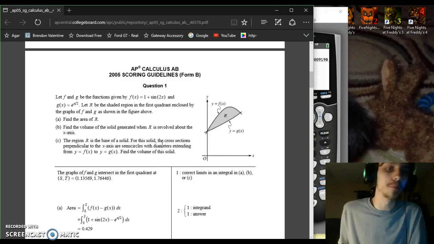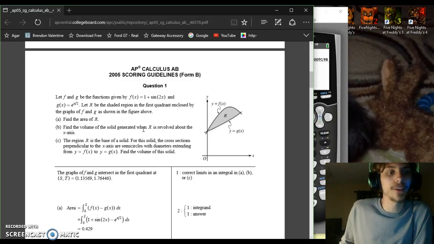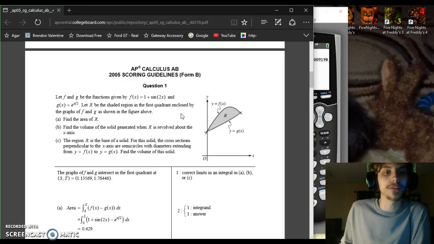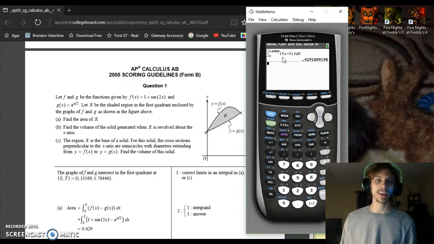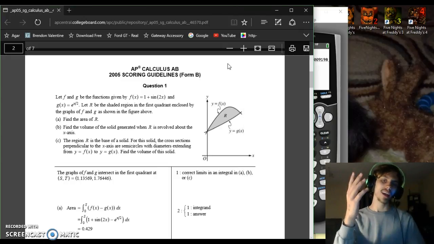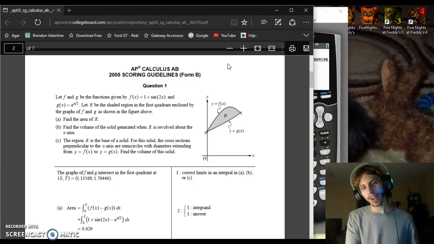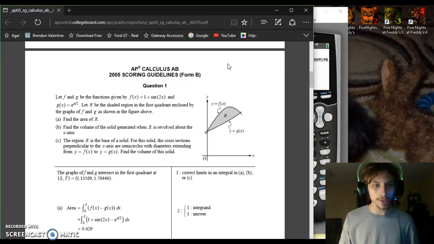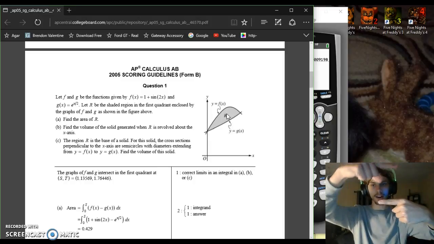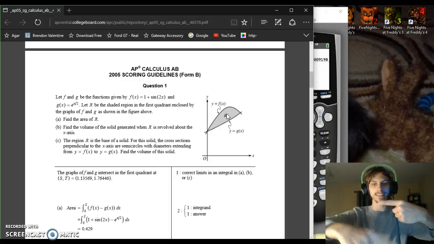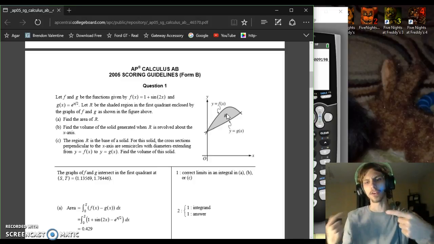Okay, so B asks for the volume of the solid when R is revolved about the x-axis. Now this is a little bit interesting. You might be asking, well wait, this is two-dimensional. How are you going to find the volume of a two-dimensional object? You're not. You're taking this, and let's say this is our x-axis and this is R. You're taking R and revolving it around the x-axis to form a solid, sort of like a donut.